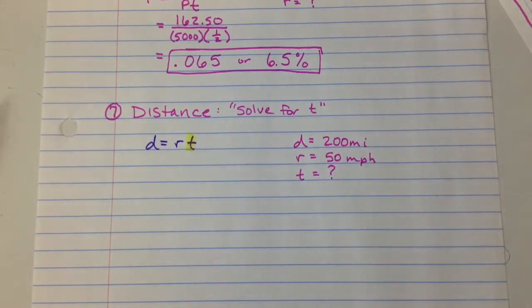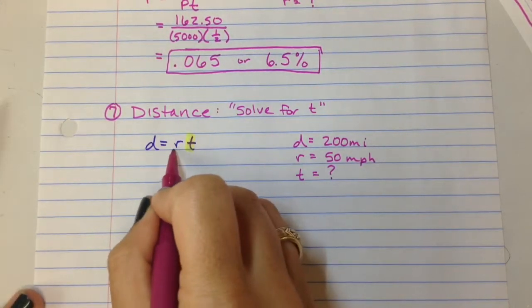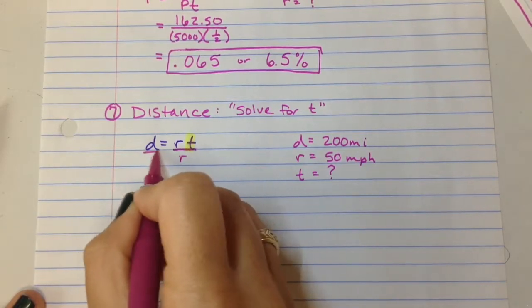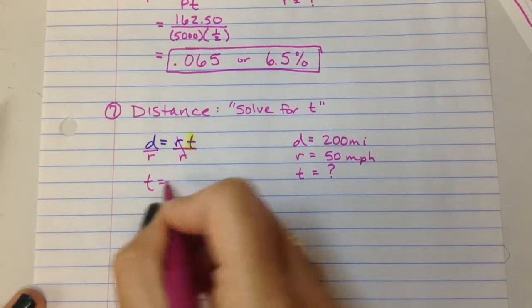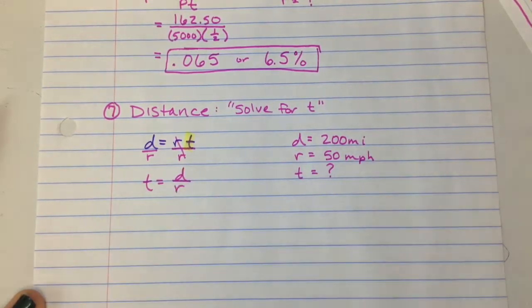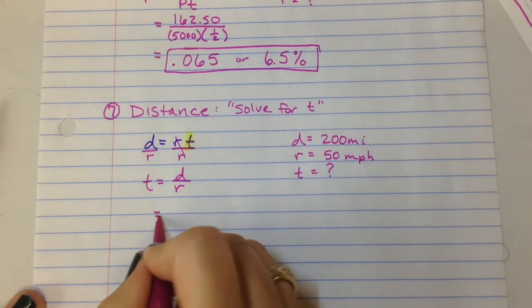Currently, T is next to the R. Since they're smushed next to each other, they are multiplied. To undo multiplication, I use the inverse, which is division. Therefore, I get that T is equal to D divided by R. I'm already ready to solve for T.